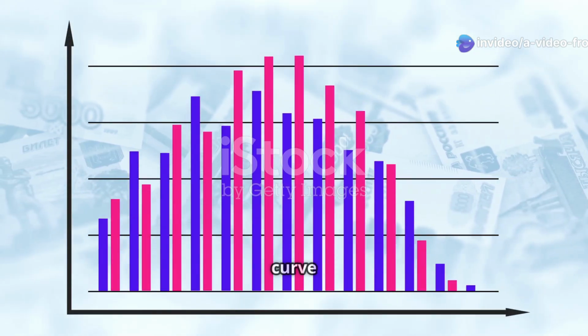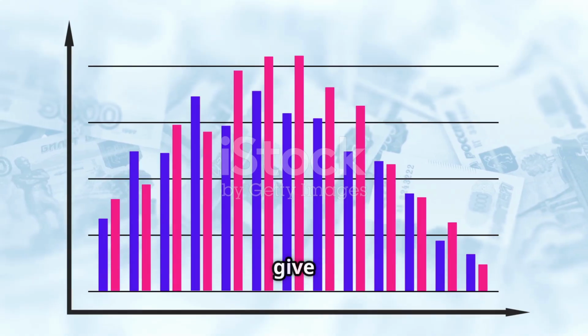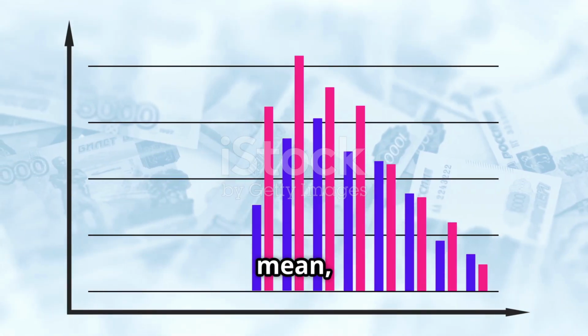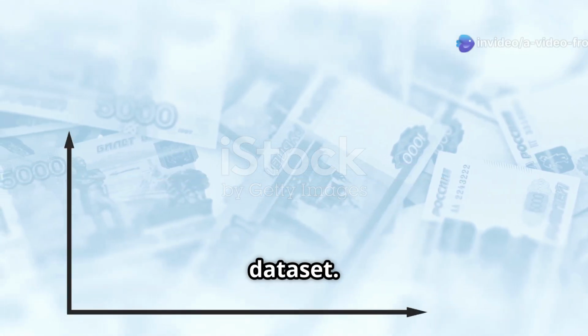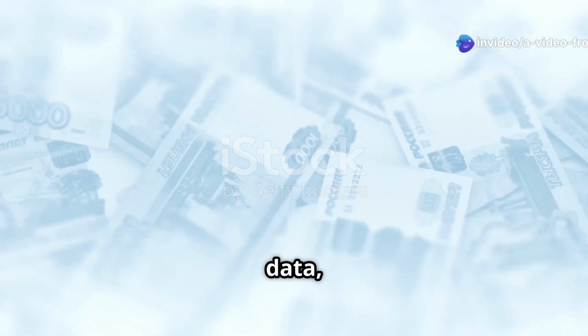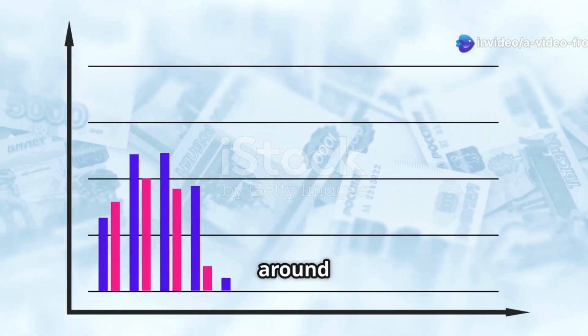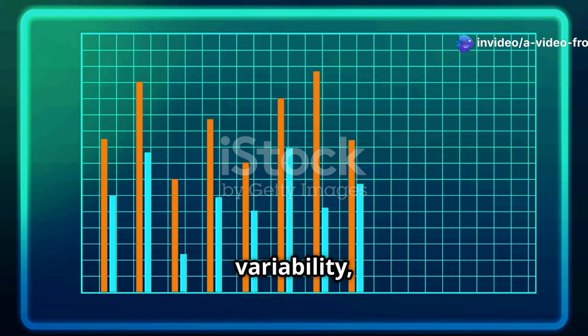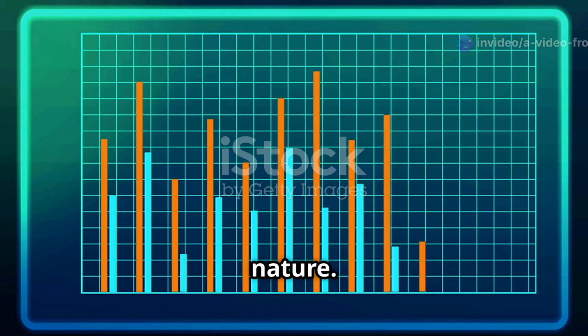While the peak of the bell curve tells us about the average, it doesn't give us the full picture of the data's behavior. The average, or mean, is just one aspect of a dataset. To truly understand the data, we need to look at how it is spread out around the mean. The spread of the curve gives us another important piece of information, the variability of the data. This variability is crucial because it tells us how much the data points differ from each other and from the mean. Without understanding variability, we might misinterpret the data's true nature.